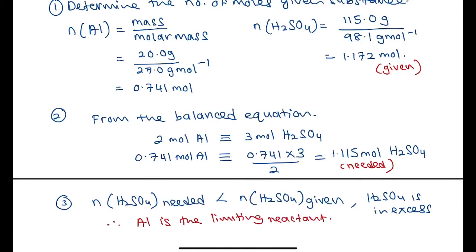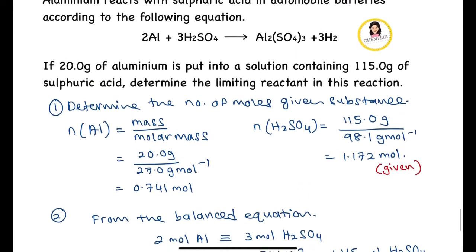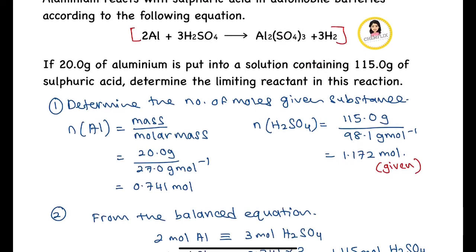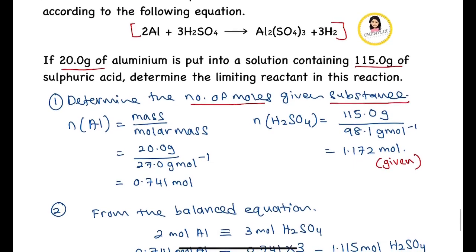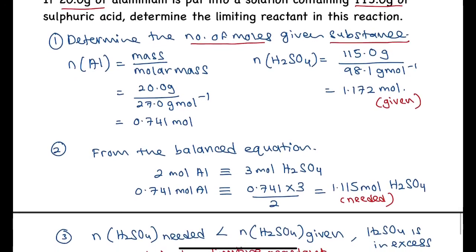So there you have it, 3 simple steps to determine the limiting reactant. Let's do a quick recap. From this question, as you can see, a balanced chemical equation is very important. Next, read the details in the question. Start off by determining the number of moles of the given substance. So in this question, you have two substances, which is aluminium and sulfuric acid. Find them.